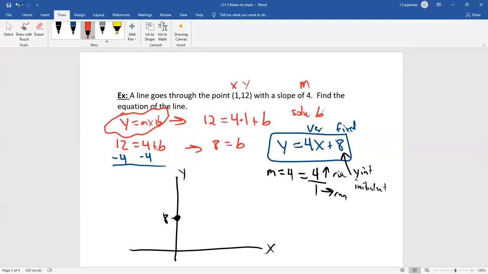So from this point, we're going to go right 1 and up 4. Now, if I go right 1, we started at x equals 0, so we end up at 1. If I started at 8 and we go up 4, 9, 10, 11, 12. Sorry, they're not spaced perfectly. I'm not going to correct that. And there's our second point, and then you can connect the lines and extend.